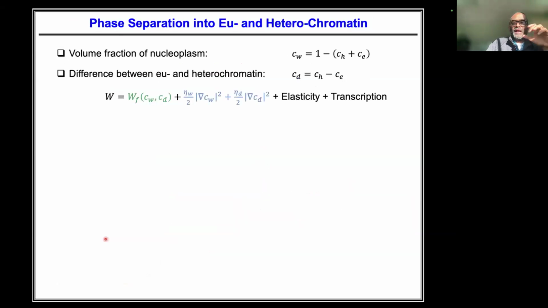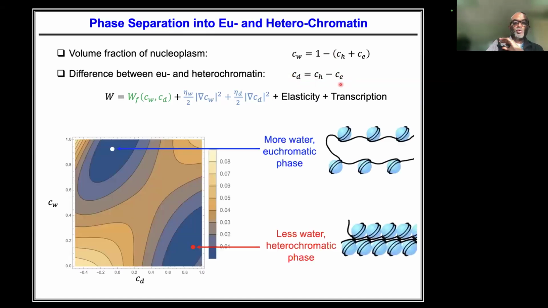Okay, so now if we want to do time evolution, first you need a free energy. And so we choose two variables. One is the amount of water, which is 1 minus the amount of DNA. The other variable we introduce is the difference between hetero- and euchromatin, kind of like an order parameter. So when this number is close to 1, it's heterochromatin. When it is negative, it's euchromatin.